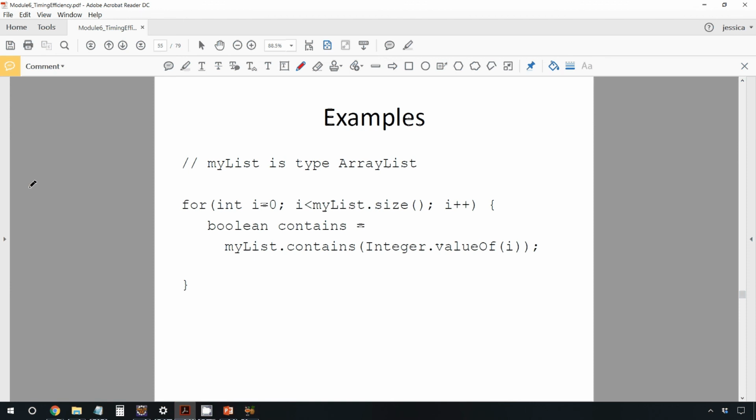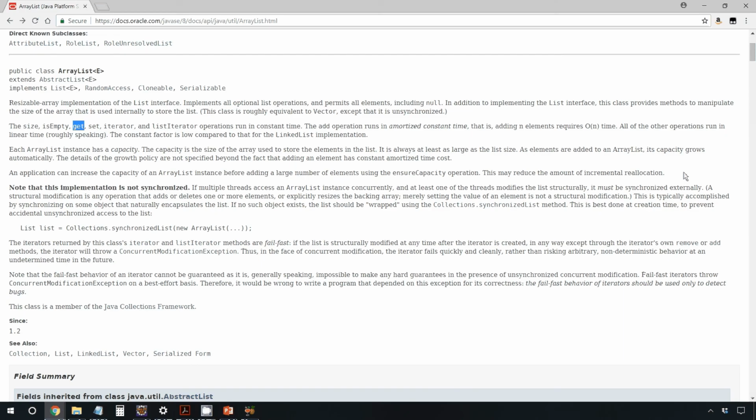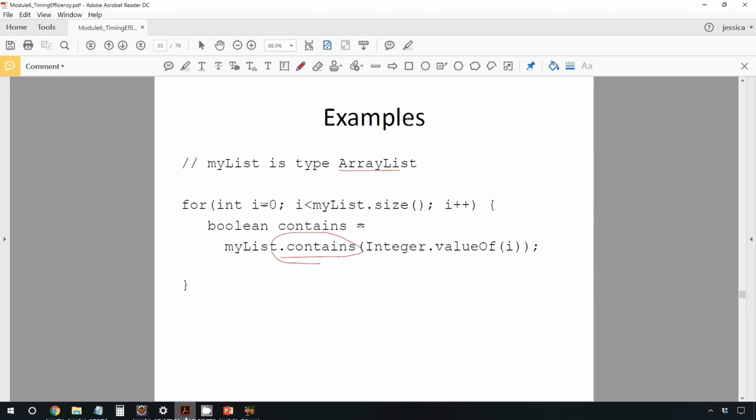Now here's another one. So again, we need to look at the API page for ArrayList, and what we'll see is we want to invoke that contains method. And as I said here, these other methods run in linear time. So what that means is this outer loop is n, but the contains method is also order n. And because this is happening inside of a loop, it's nested inside, we multiply. So this whole algorithm is going to be n times n, or n squared.